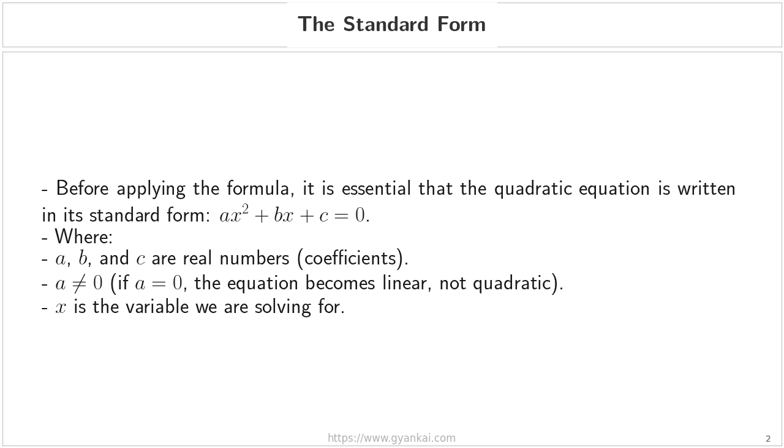Here, a, b, and c are simply real numbers, which we call our coefficients. Now, there is one very important rule to remember. The coefficient a cannot be equal to 0. Why is that? Well, if it were to become 0, the x squared term would disappear entirely, and you'd be left with a linear equation instead of a quadratic one. Finally, x is the variable, the unknown value that we are trying to solve for. Always make sure your equation is neatly organized in this format before you proceed.